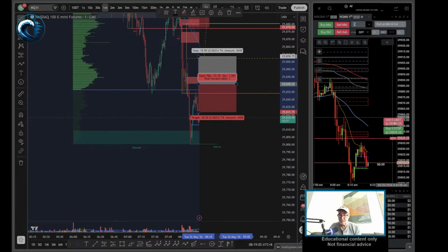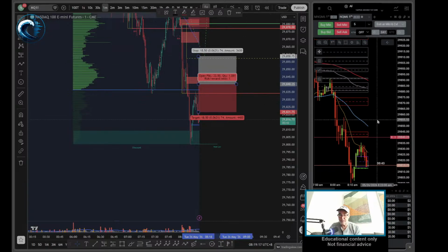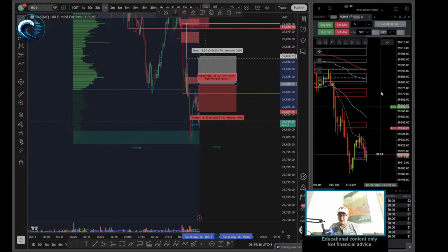So set up a short here. Order working. And where do I want that? At 8:59. Order working. Just one contract, and that will do me. If I lose that, then it's not my day.